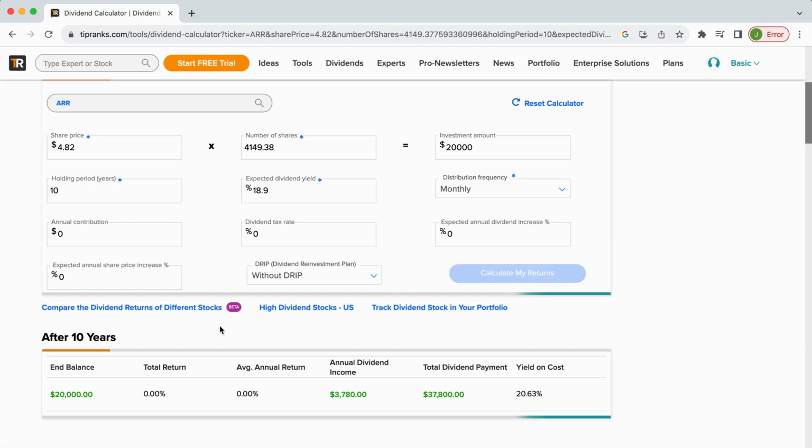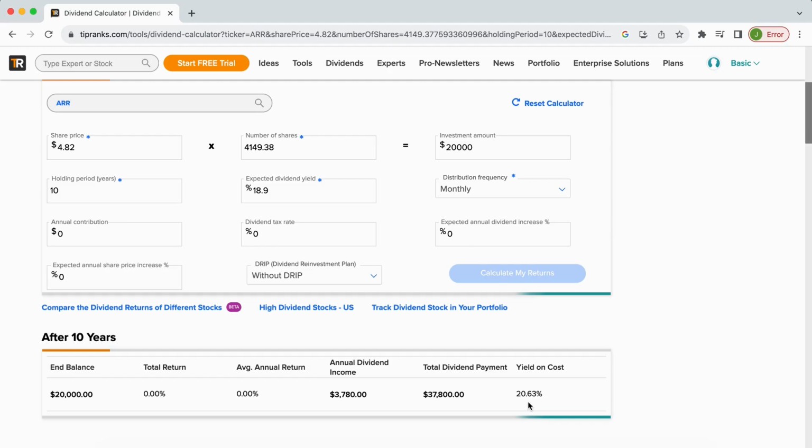We're going to see that our end balance should stay about the same, and this is based on the share price. That might fluctuate down, it might go up. Hopefully it goes up so that your account would actually have a higher end balance. But you can see that the annual dividend income is around $3,780. So this is going to be every year that you're taking in $3,780. So total dividend payment of $37,800 and a yield on cost of about 20.63%.